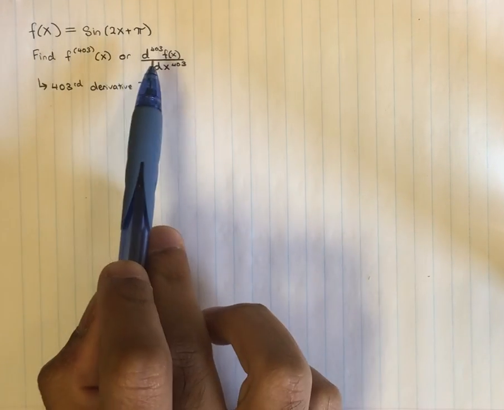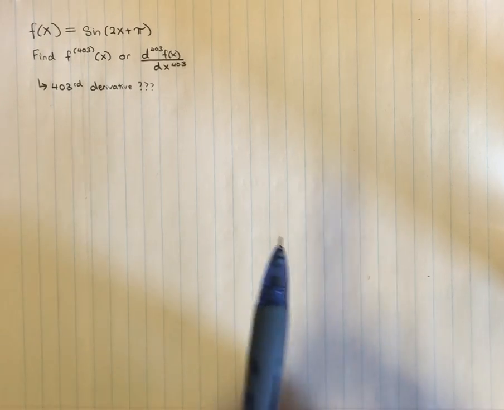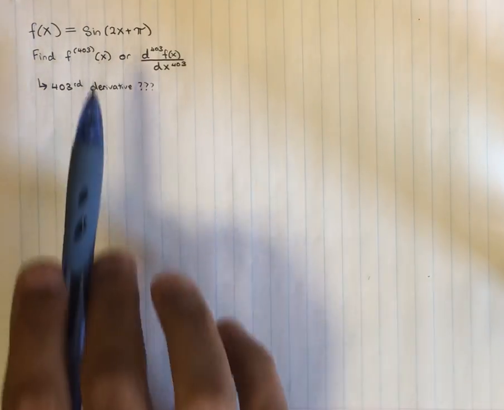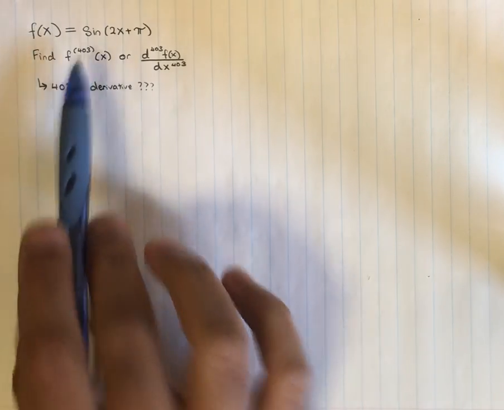Hello everyone. Today we're going to be taking the 403rd derivative of sine of 2x plus pi. Now, at first this might just seem like a lot of derivatives and a lot of work, but I think we can actually just exploit the periodicity of sine, the fact that when you differentiate sine a few times you get sine again. We can exploit that to find the 403rd derivative with relatively less work than before.